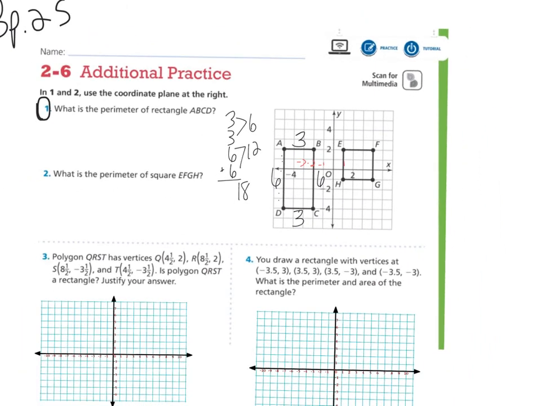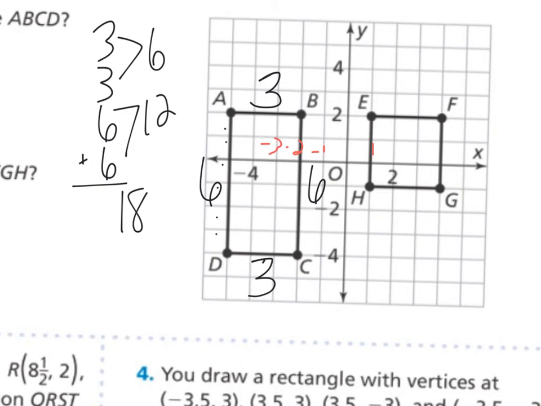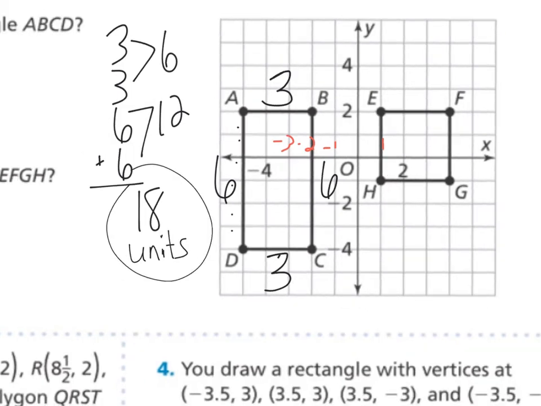Sometimes they give us units and sometimes they don't. This one they didn't. They didn't say meters or feet or anything like that. So what you can do, you can just say 18 units would be our perimeter.